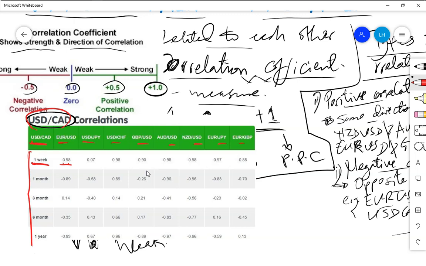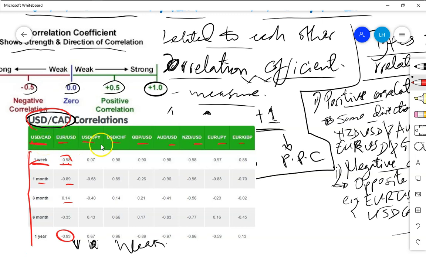But as you move to higher time frames, the correlation decreases in the monthly, then in the 3 month it also goes down, then it goes up again in the yearly time frame. In a year it has a negative 0.93, but the strongest is in the weekly. So if you watch them in the weekly time frame, you can see that they are clearly moving in opposite directions.